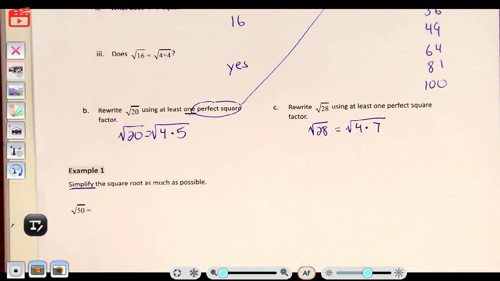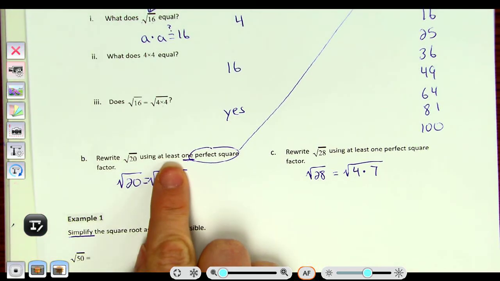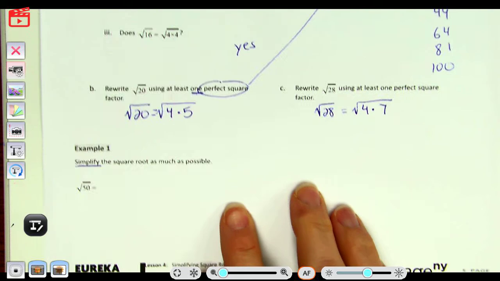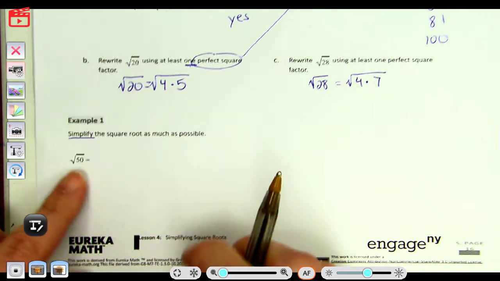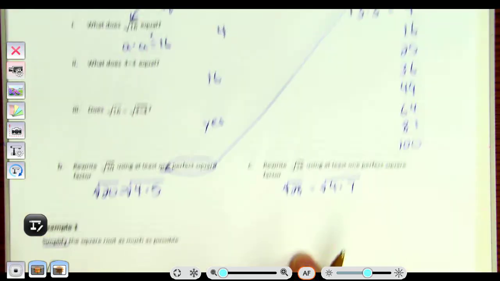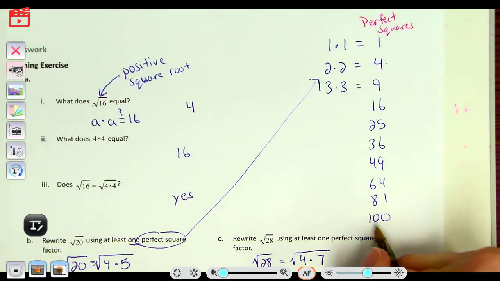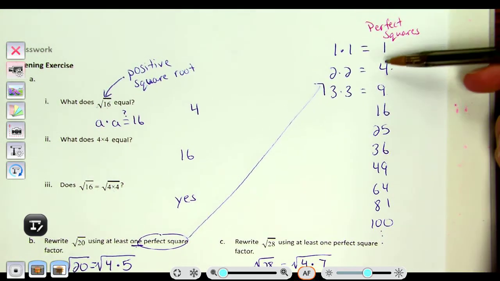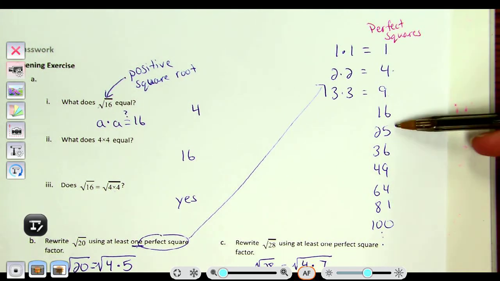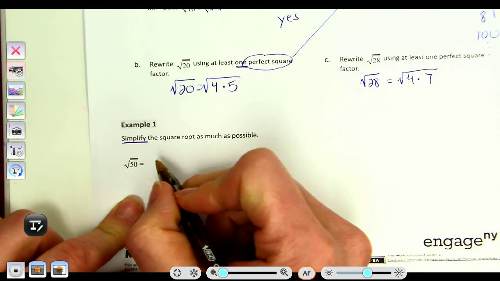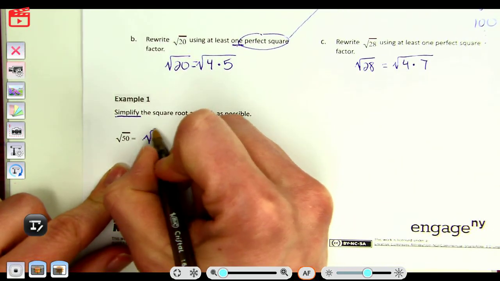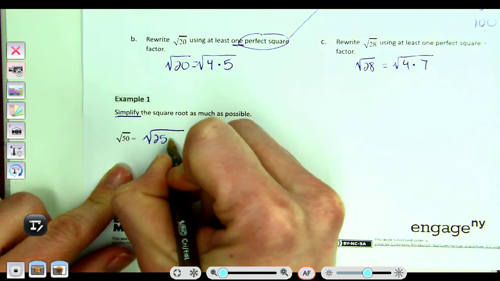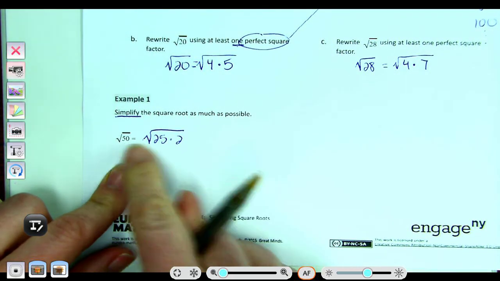What you do is you rewrite it using at least one perfect square. So if we look at the square root of 50, I can come over here to my perfect squares, keeping in mind that they continue. Which one of these numbers goes into 50? And sometimes you're going to find more than one. Knowing my factors of 50, I know 25 goes into 50. So I can take the square root of 50 and rewrite it as the square root of 25 times 2. 25 times 2 is 50.